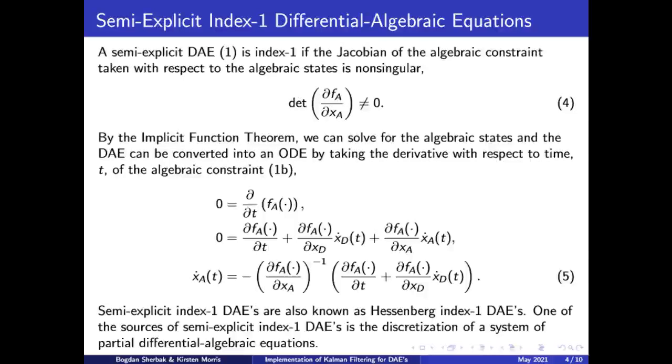It is possible to convert a semi-explicit index 1 differential algebraic equation into an ordinary differential equation. Differentiating the algebraic constraint with respect to time allows us to replace the algebraic constraint with the differential equation in equation 5.